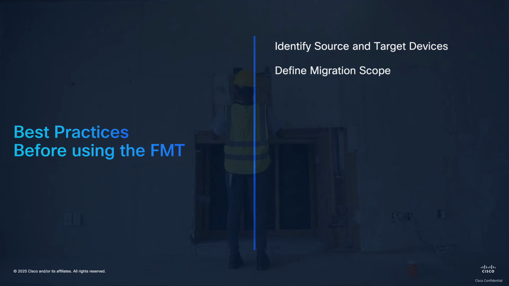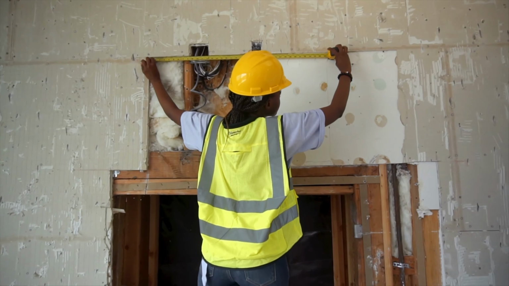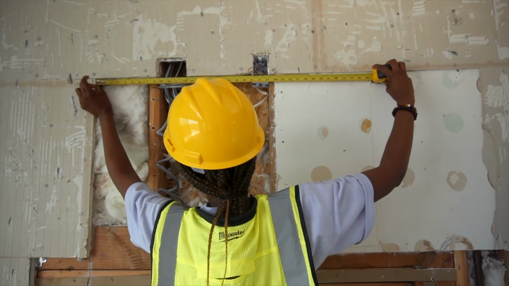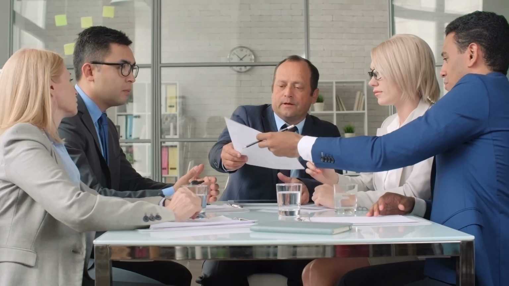Define migration scope. Decide whether you are migrating the full configuration, partial settings, or just policies. Clear scope definition is key. Engage stakeholders. Involve all relevant teams like network, security, and change management to align on goals and timelines.